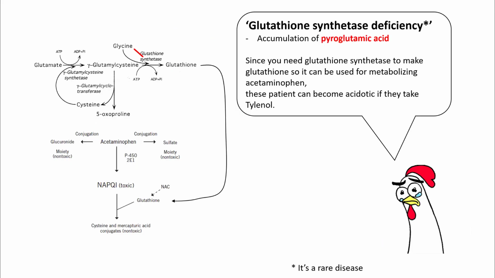Another reason for anion gap is glutathione synthetase deficiency, which results in accumulation of pyroglutamic acid. Since you use glutathione synthetase to make glutathione, which is used for metabolizing drugs like Tylenol or acetaminophen, these patients can become acidotic if they take Tylenol.